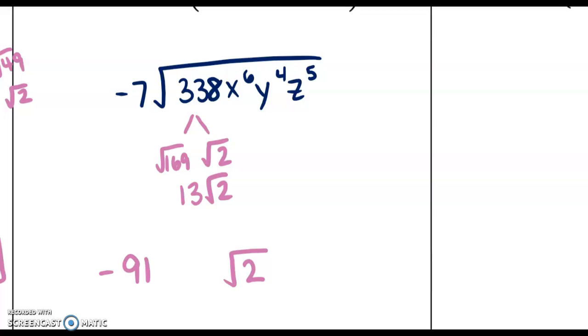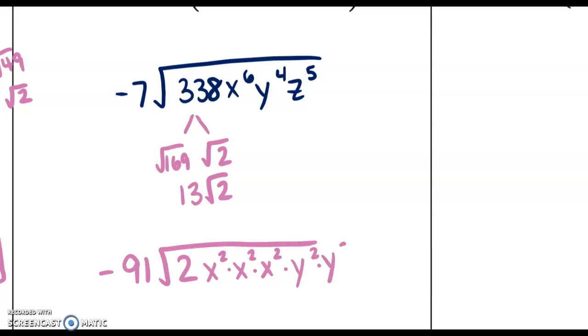So for my x's, actually, you know what I'm going to do? I'm going to leave it. I'm going to break the x's up into pairs of 2. So x to the 6th power means I have 3 pairs of 2. Y to the 4th power means I have 2 pairs of y. And z to the 5th means I have 2 pairs being squared and 1 z being left on its own.